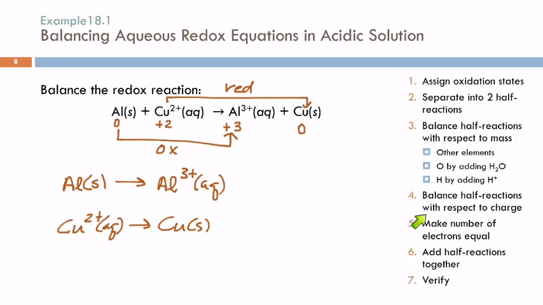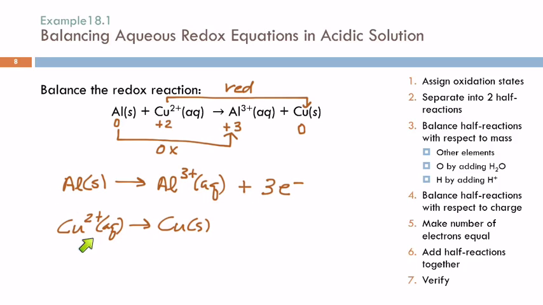Balance with respect to charge. Well, I have a +3 charge on this side and 0 charge on that side. I need them to be the same. I don't care what they are, they just have to be the same. But all I can do to mess around with it is add in electrons. Electrons have negative charges. So if I put electrons over here, I can reduce this charge, right? But I'm going to need 3 electrons. 3 electrons with their negative charge will add to the 3+ and give me overall 0 on this side, and then I have 0 on that side.